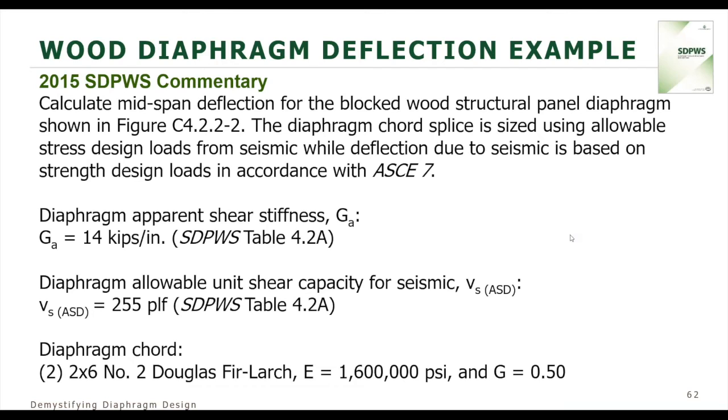And what's shown here is where we go to our wind and seismic provisions in the tables to get our diaphragm apparent shear stiffness and our allowable unit shear capacity. Then our chords are a given, because we have 2x6 walls, which is part of the given in the problem: two 2x6, number 2, Douglas fir large. Our modulus of elasticity is going to be 1.6 times 10 to the 6th pounds per square inch, and our specific gravity for the Douglas fir larch is 0.5.